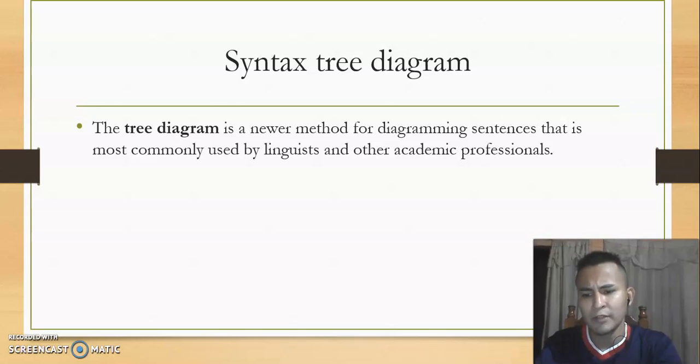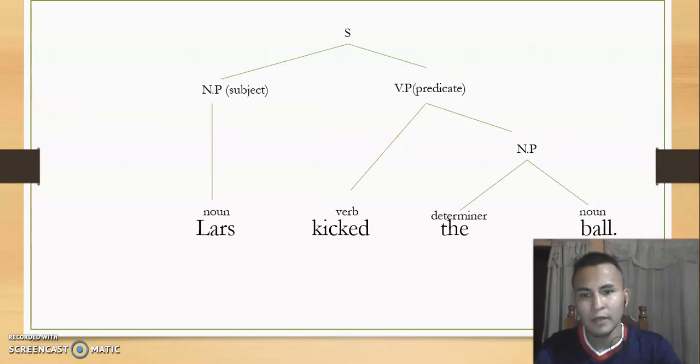To have a better idea, we have here an example. At the top of the tree we have a letter S that means sentence. It's common to have below the subject as a noun phrase and the predicate as a verb phrase. After that, we see that this noun phrase consists of just a noun, that is Lars, the noun here.